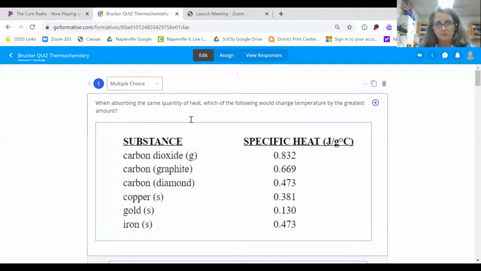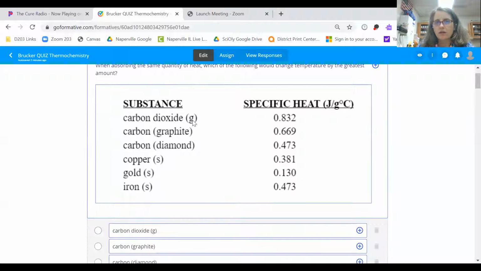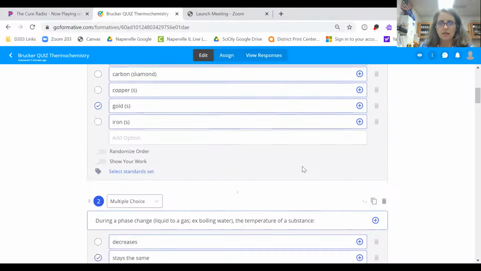So question number 1, when absorbing the same quantity of heat, which of the following would change the temperature by the greatest amount? So you have all of these substances. Of course you're going to be looking at the one that's going to have the smallest specific heat. That means it's going to absorb the least amount of heat and then the temperature is going to go up. So that is why the answer is gold here, because it has the smallest specific heat in this list here. So that means it's only going to absorb 0.13 joules of heat before you start to see an increase in temperature. So that is what specific heat actually means.